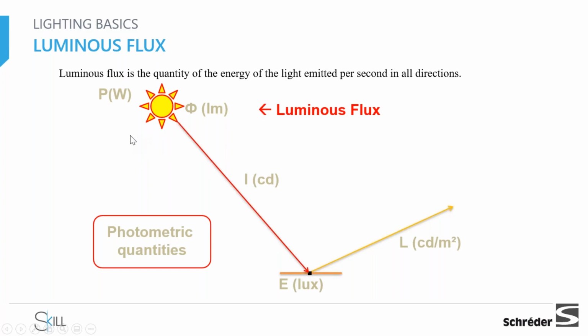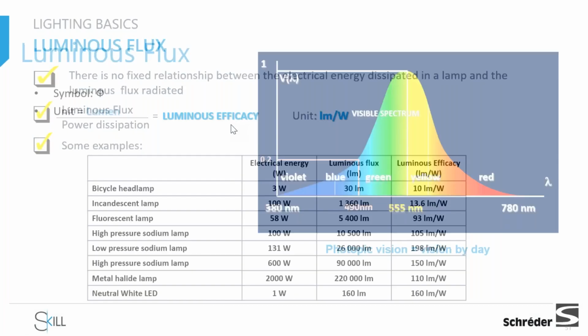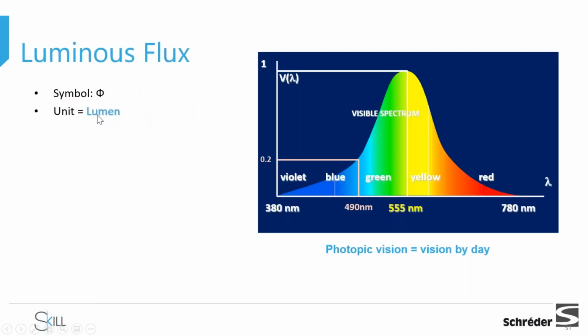So luminous flux is identified as the quantity of the energy of light emitted per second in all directions. I will forget about the definition and I will think only about the total amount of light. So if this is the light source and I want to see what is the luminous flux, I will just think about the total amount of light which is emitted from the light source in all directions. Not specifically going in one direction, in all directions. This is called the luminous flux. Of course, the symbol of the luminous flux is phi, and the unit used is lumen.